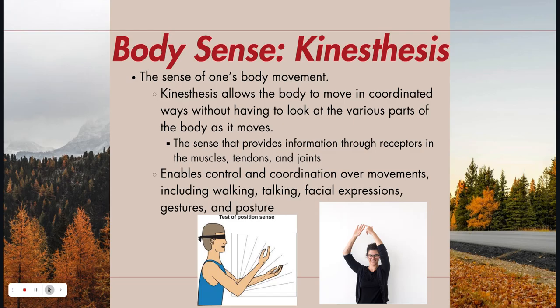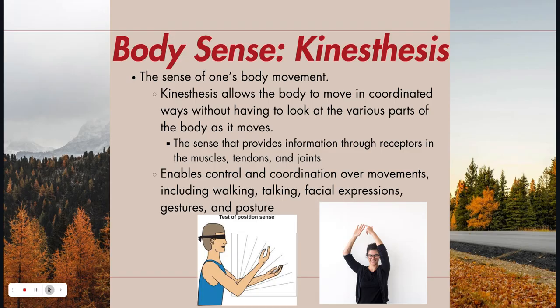And finally, we have kinesthesis. This is the sense of one's own body movement. Now, at first, this is going to look pretty similar to vestibular sense. So let me help you distinguish between the 2. First, kinesthesis allows the body to move in coordinated ways. And the key is without having to look at your body parts as they move. So a big part of the sense is that it helps us have what's called proprioception, meaning you know where your body parts, your arms, your legs are in space in your environment without having to see them.